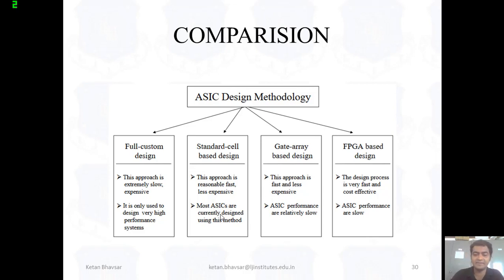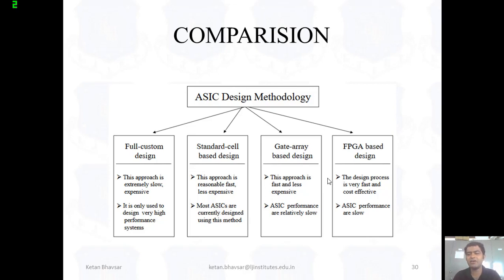Gate array based design. This approach is fast and less expensive as compared to these two. ASIC performance is relatively slow. So because of the slow performance, we are not using gate array based design. We focus on standard cell based design and full custom. But we rarely use the full custom design style because of the time constraint and also the cost.